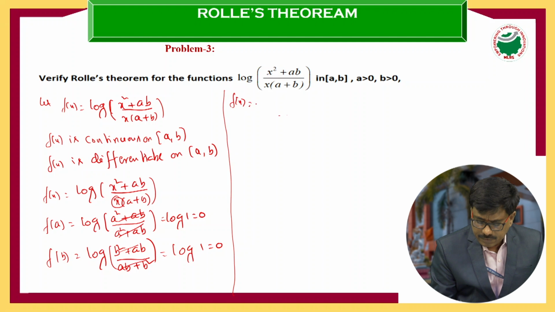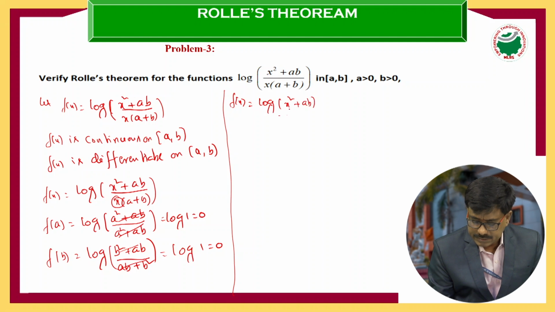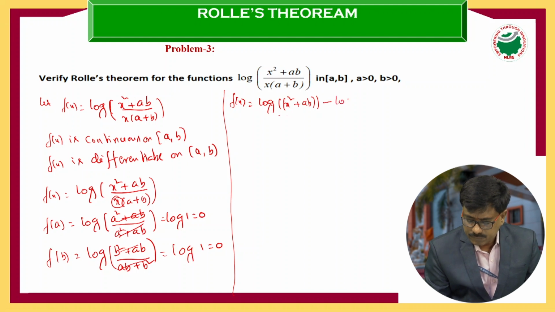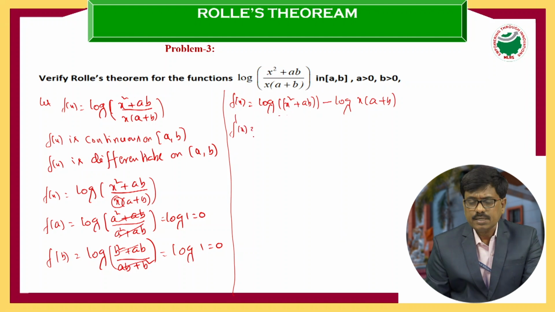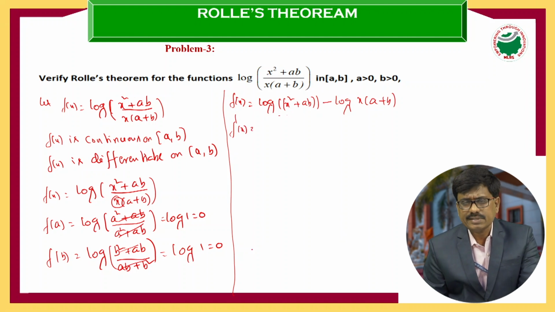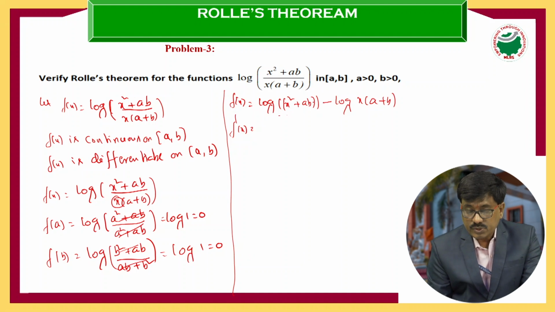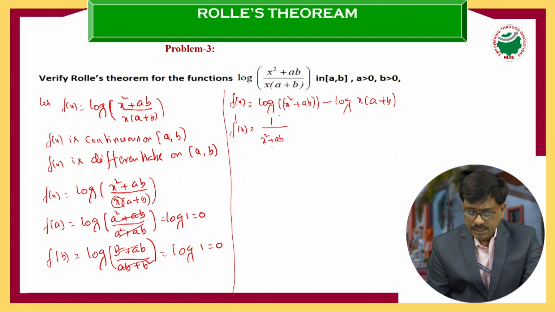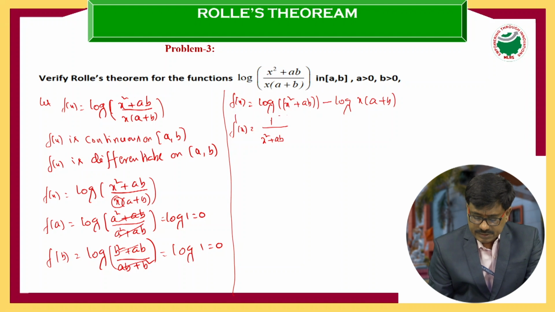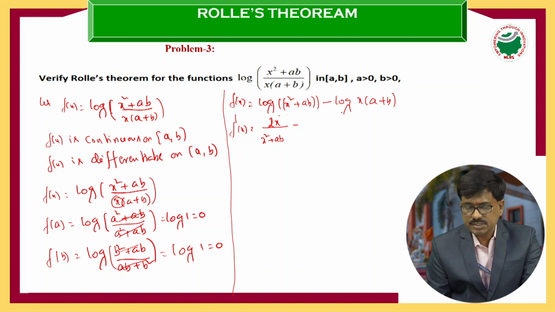I can rewrite f of x is equal to log of x square plus ab. I can simplify this function minus, I am going to apply log a by b, log of x into a plus b. If I calculate the derivative, f dash of x, what is the derivative of log x? 1 by x, but there is log of x square plus ab, so 1 by x square plus ab. The derivative of x square is 2x, minus the derivative of log x. Here also the derivative of log x is 1 by x.